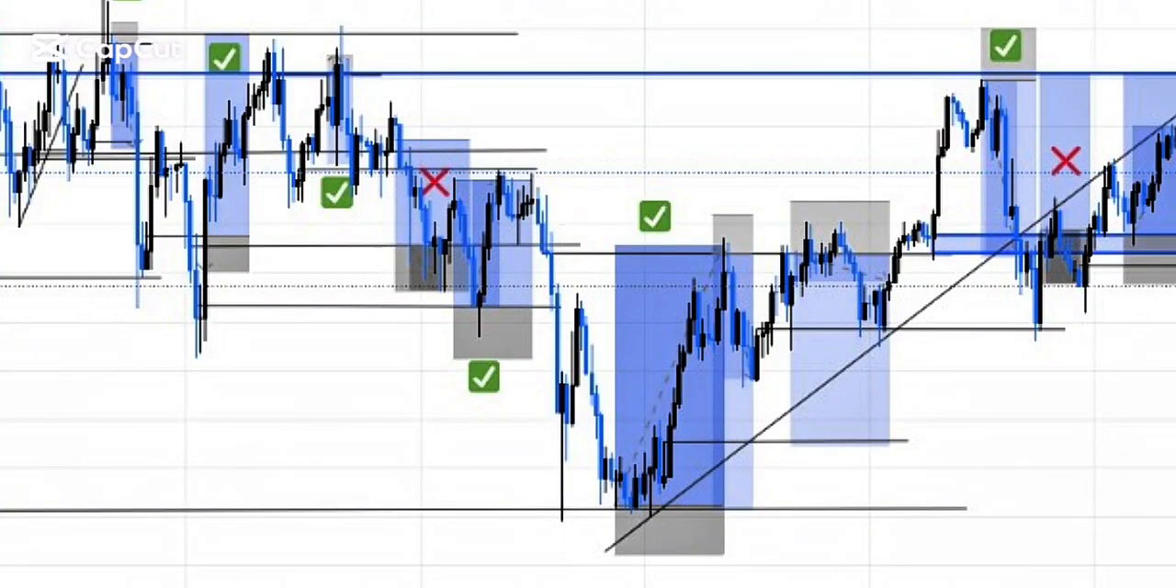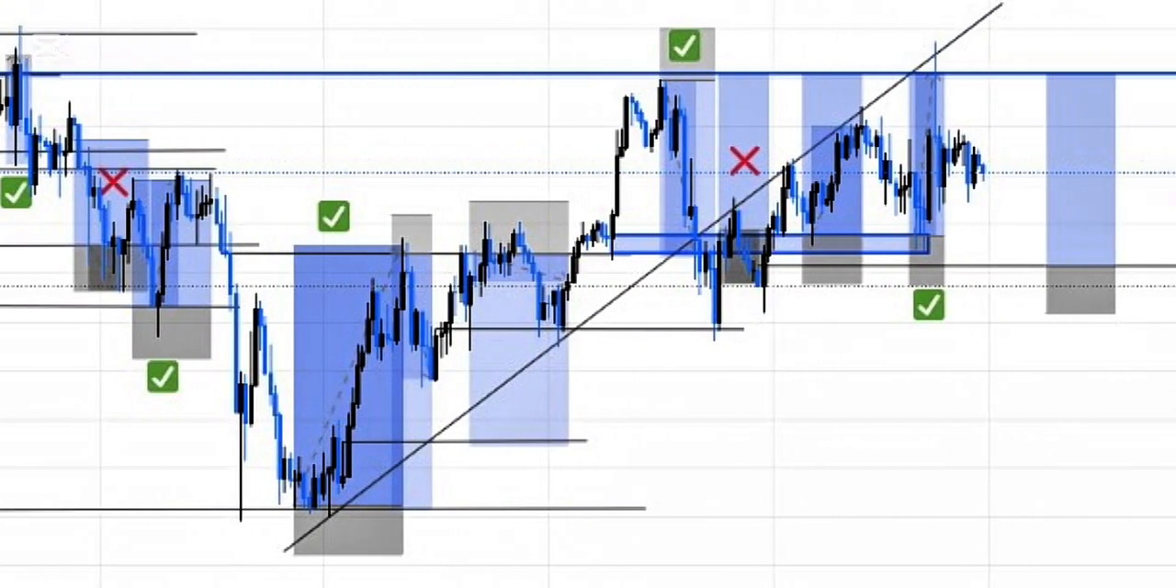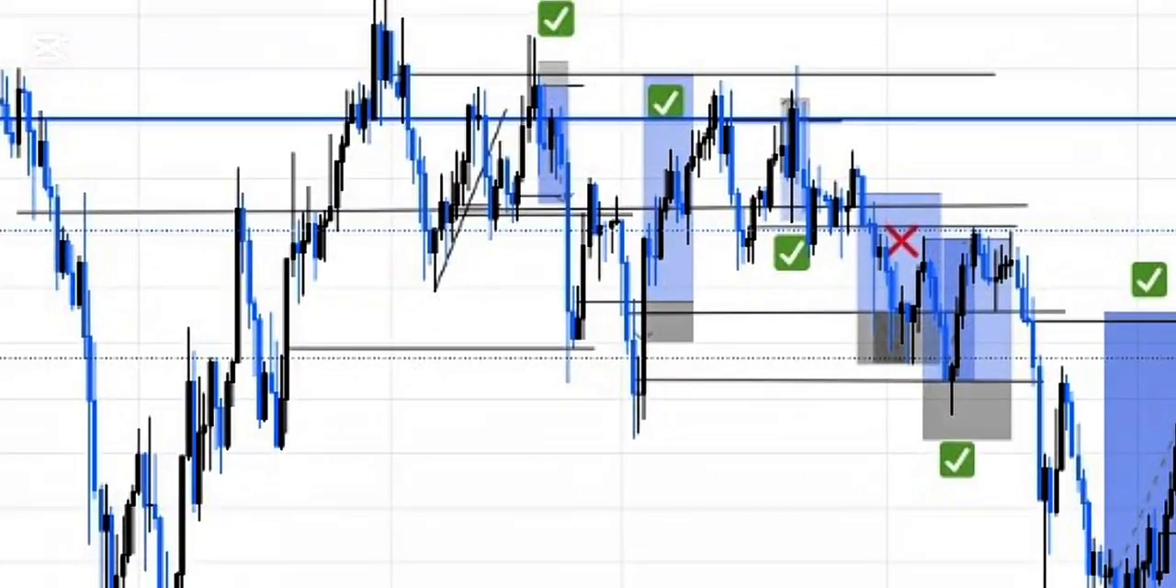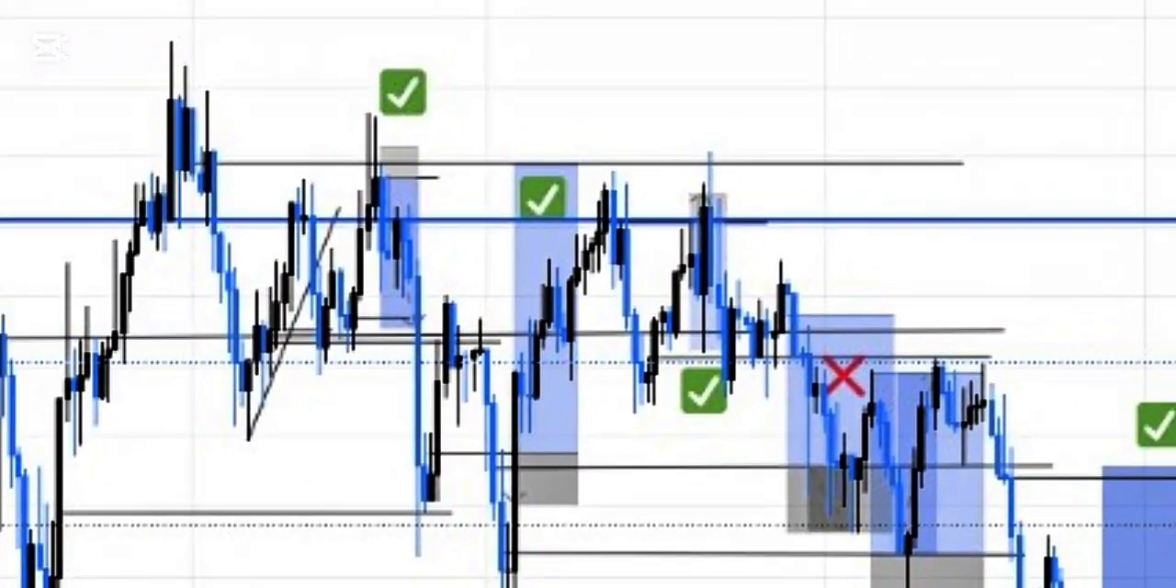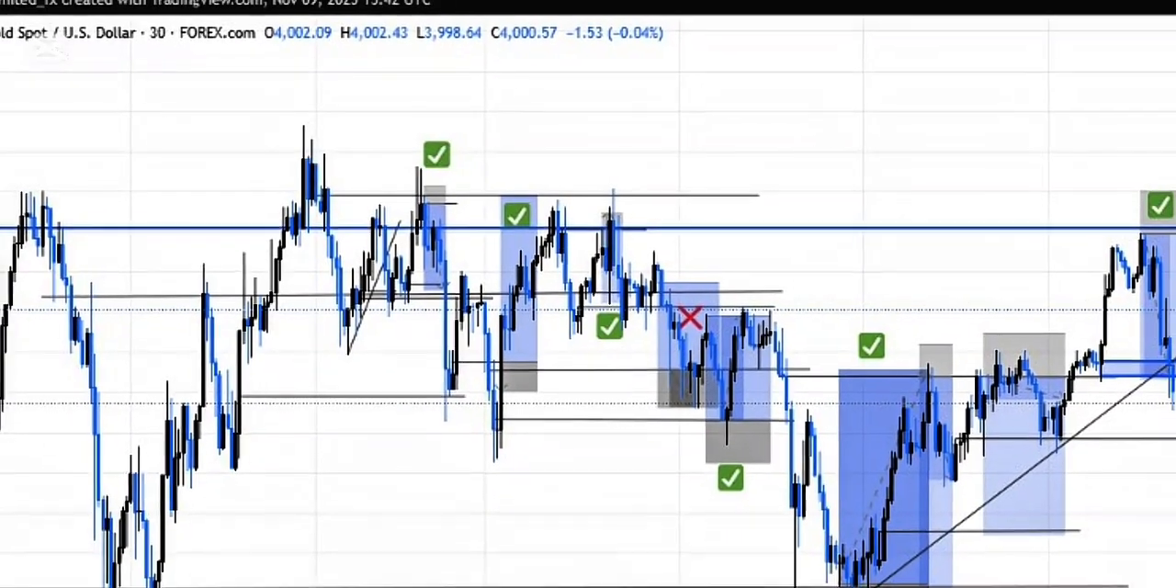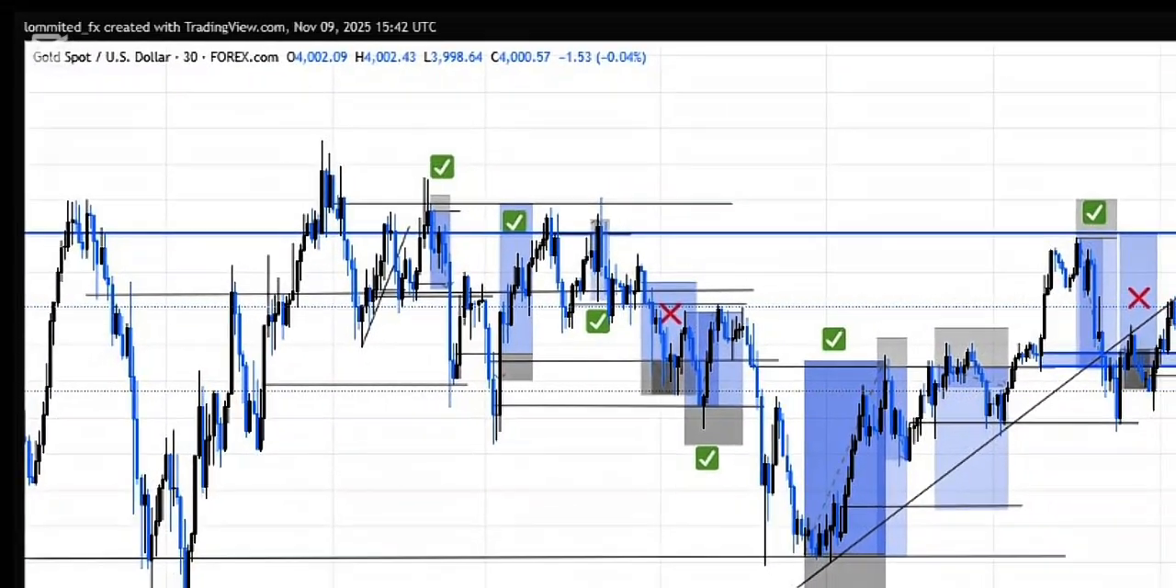This chart appears to display a price action trading system, likely utilizing supply and demand zones or support and resistance levels, combined with trend line analysis. Here is a detailed explanation. 1. System type: price action trading.